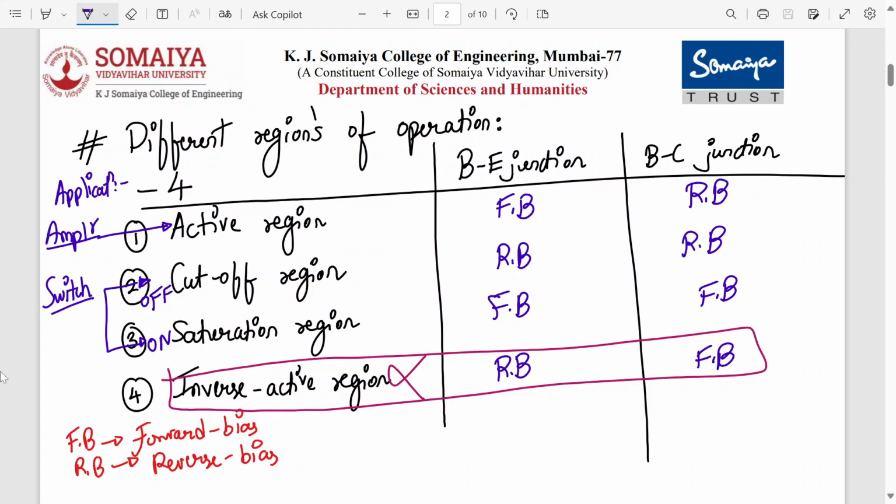So if you want to make use of a BJT as an amplifier, then we operate it in the active region, or as a switch, we operate it in the cutoff and saturation region. Understood? The inverse active region is to be avoided, not used. Have you completed these different regions of operation? Yes?